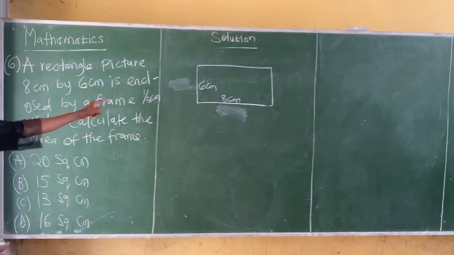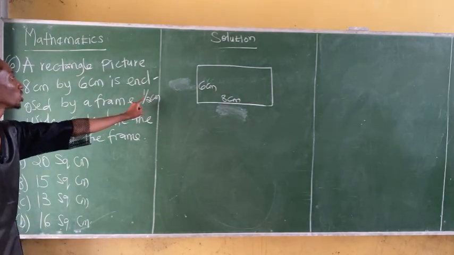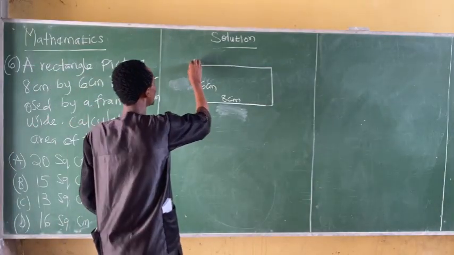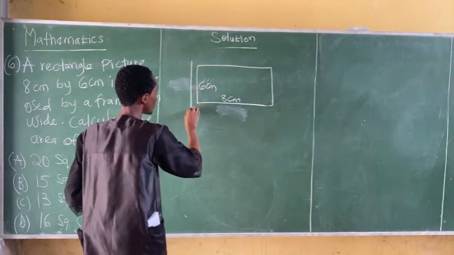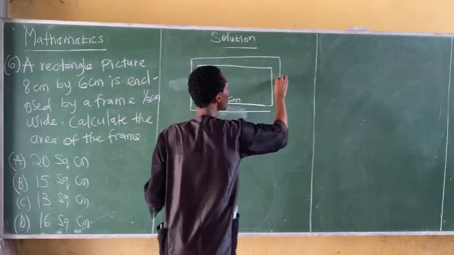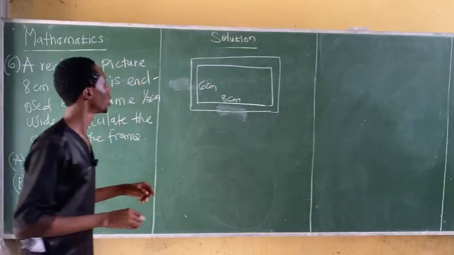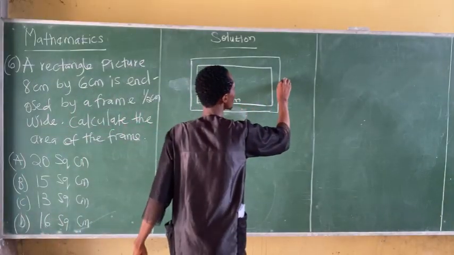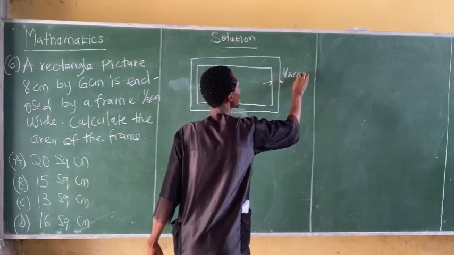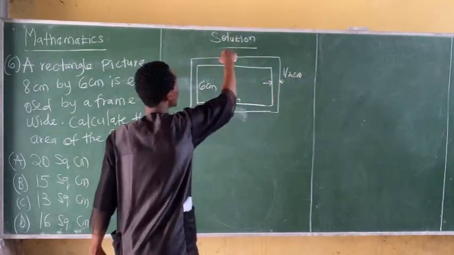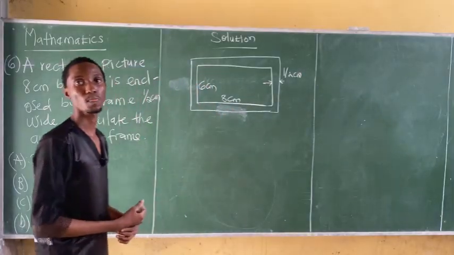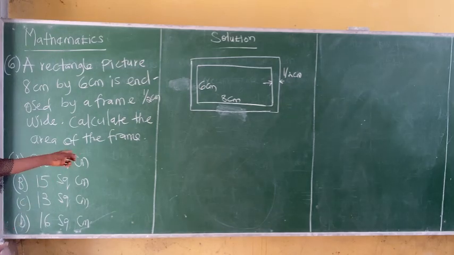It is enclosed by a frame of 1/2 cm wide. So this is the picture, and then we have a frame. This is the frame of the picture. They say the thickness of this frame is 1/2 cm. It means here is 1/2, this is 1/2, this is also 1/2, and this is 1/2. So they said calculate the area of the frame.